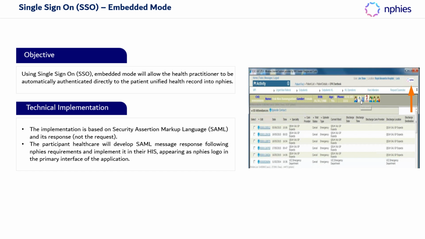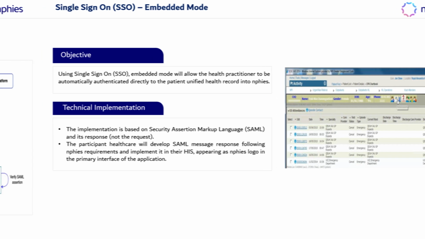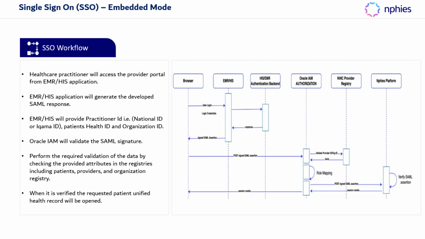This SSO integration will provide a streamlined and secure access experience for healthcare practitioners, allowing them to easily navigate between the Nphies platform and the patient's health records maintained by the participating organizations. The SSO workflow starts when healthcare practitioners access the Nphies provider portal directly from their own application. When the practitioner tries to access the Nphies portal, the application will generate the required SAML response that was developed according to Nphies requirements. The application will provide the practitioner's ID, national ID or Iqama ID, the patient's health ID, and the healthcare organization's ID as part of the developed SAML response.